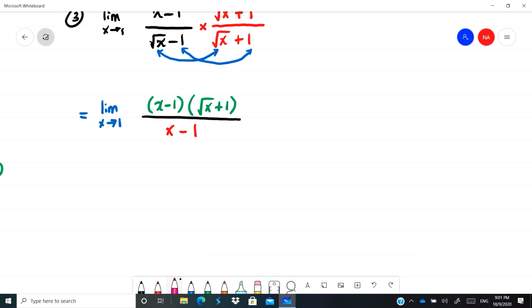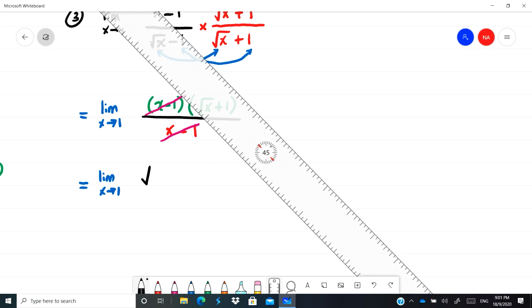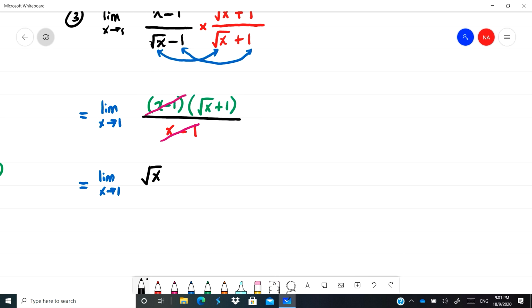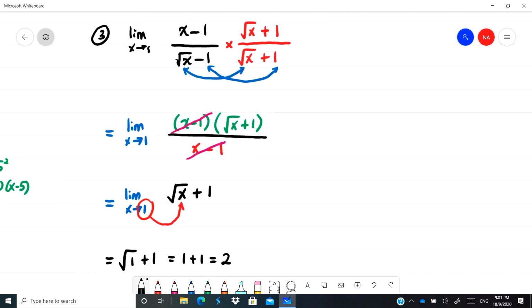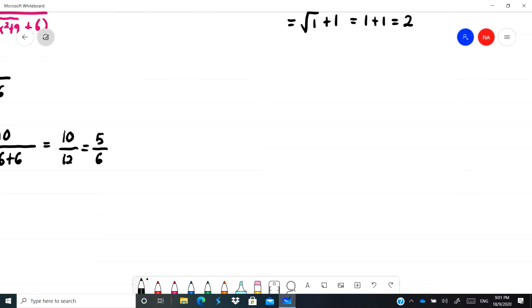Look at your numerator and also denominator. Now we have the same term here, so you can cancel them out. We are left with the limit as x approaching 1 of the term square root of x plus 1. Now you substitute the value of x with 1, so you will have the square root of 1 plus 1. The square root of 1 is actually 1, and 1 plus 1 will be 2. So that's the final answer for this question. We're done with number 3.